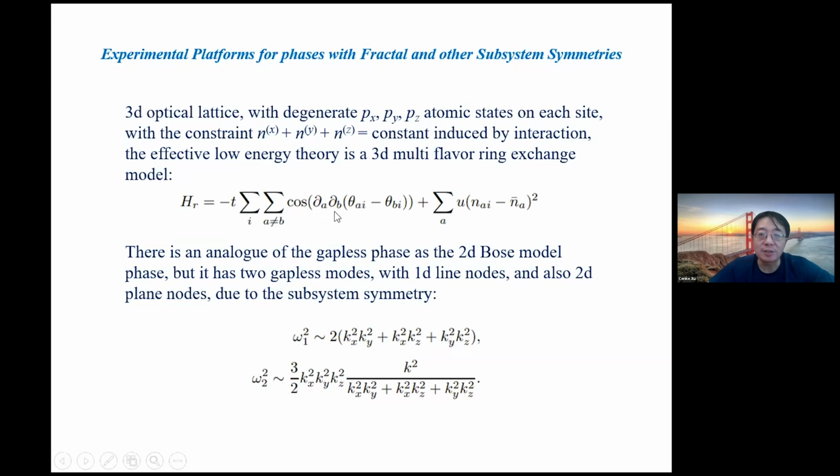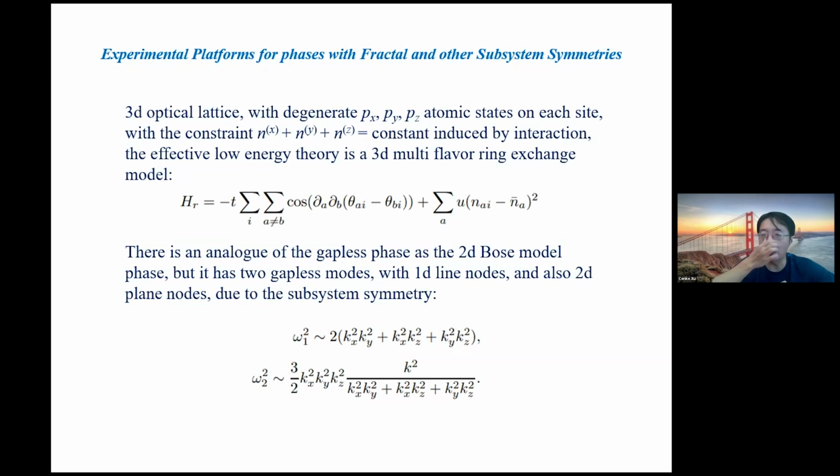So A and B take the values x and y, and A and B do not equal each other. So we have partial x, partial y, theta x minus theta y, and partial x, partial z, theta x minus theta z. So this is a 3-dimensional multi-flavor ring exchange model.